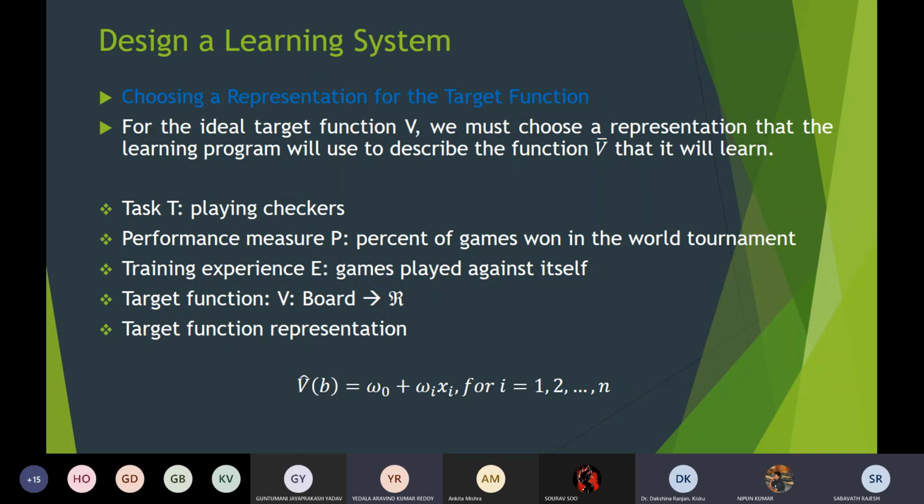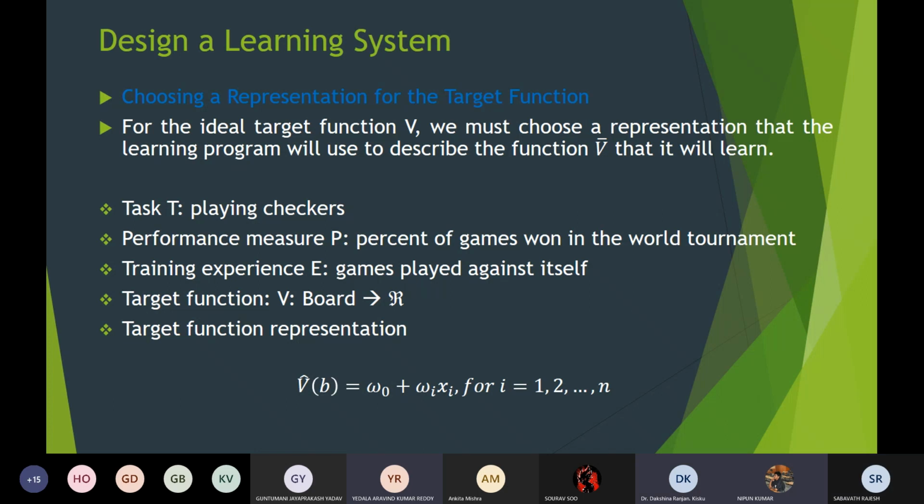Now if we carefully check a particular board state, what do we see? We need to gather the feature information. So what would be the features in the case of the checkers playing game? For every board state, we can have a large number of features. There are two different types of pieces: one is the red color pieces and the other is the black color pieces.